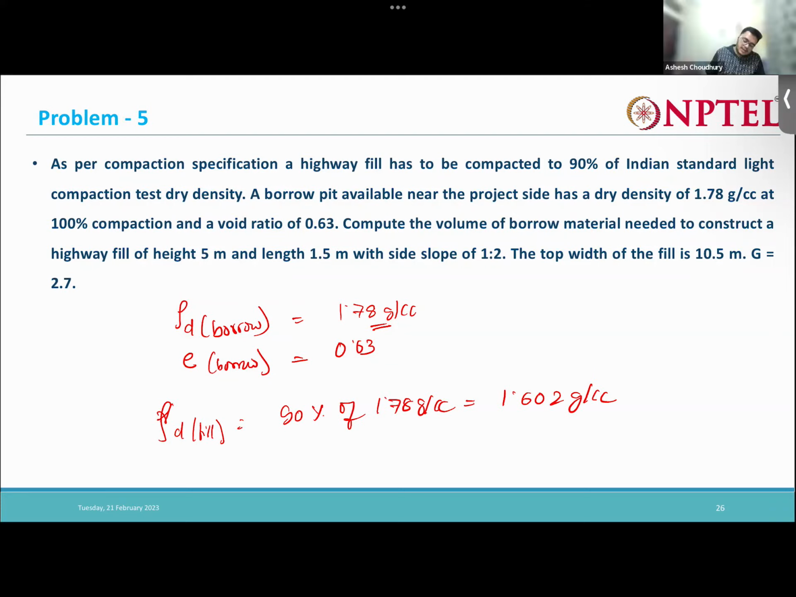Now the cross section of the embankment is given. The top width is 10.5 meter and the two side slopes are 1:2. Can you tell me this width from this data? Also one more thing is given: this height is 5 meters. So from this data, can you tell me the base width?